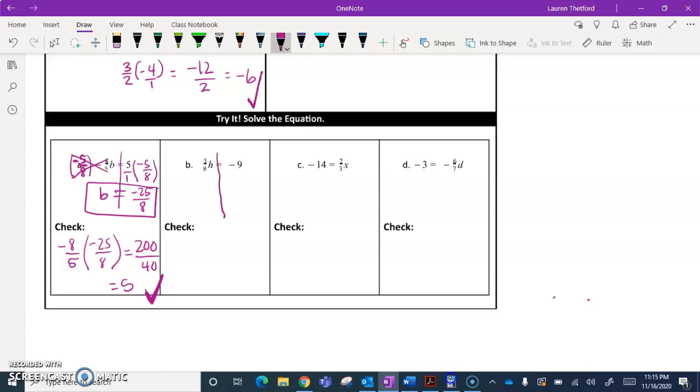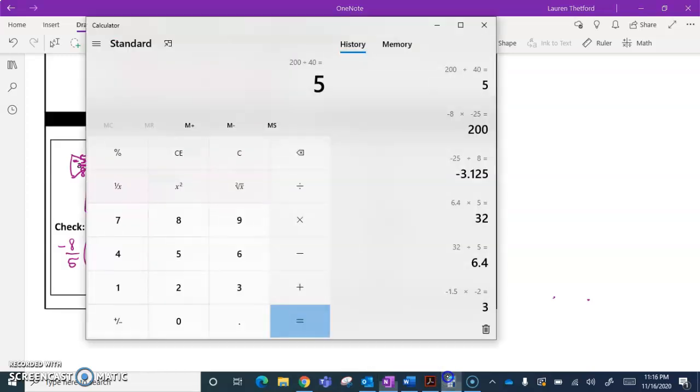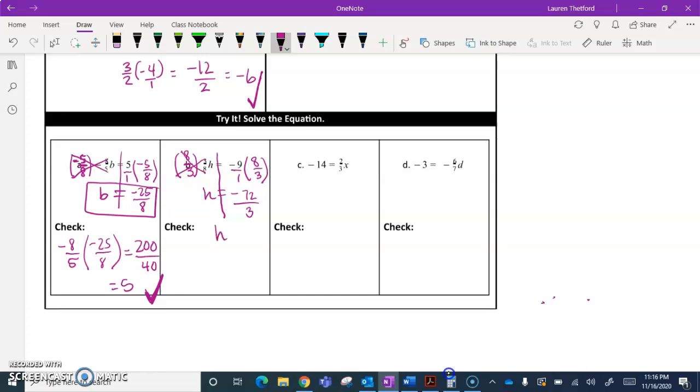Draw our line, multiply by that reciprocal, which is 8/3. And we're going to multiply by 8/3 on both sides and make that whole number with a denominator of 1. On the left side, they cancel, and we just have h equals negative 9 times 8 is negative 72 over 1 times 3 is 3. Negative 72 divided by 3 gives me 24, and that's negative. So h equals negative 24.